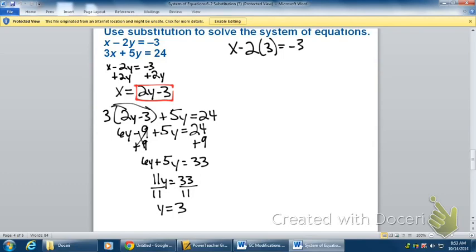So from here, I'm multiplying. And the last step is to add 6 to both sides. Okay, that leaves you with x equals positive 3. So your solution would be 3, 3.